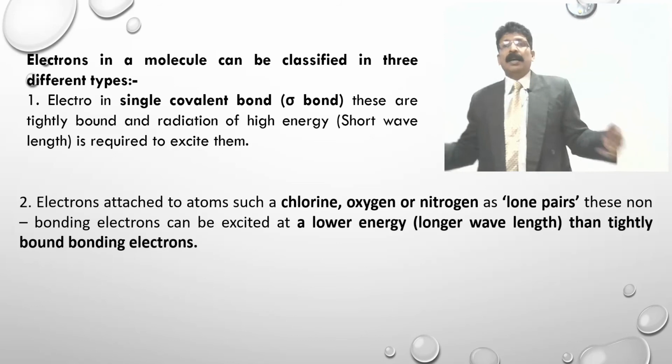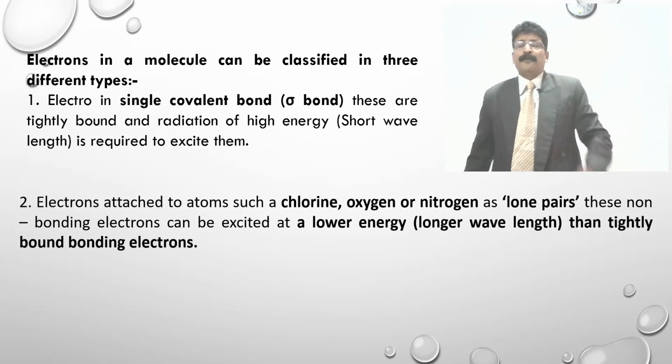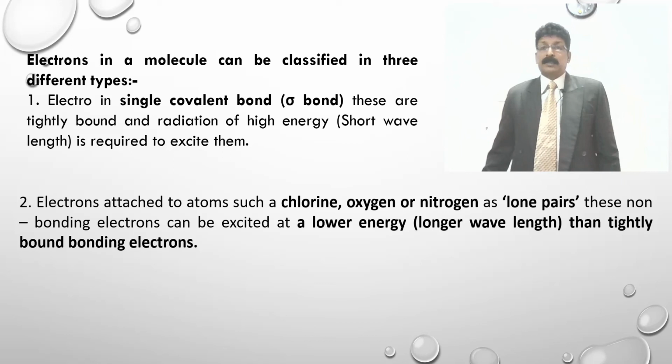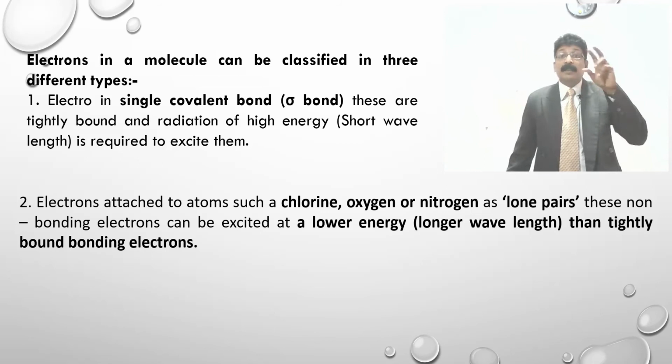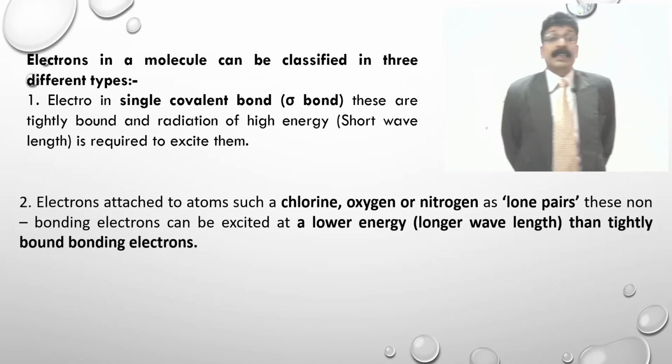What is the main part? There will be a lone pair of electrons. Nitrogen or oxygen, if it is present, there will be a lone pair of electrons. Even if OH is there and hydrogen is removed, the O alone is there, and as you might have studied, there will be lone pair of electrons. So they have some influence in transition. These non-bonding electrons don't have a bond, but the electrons are there.